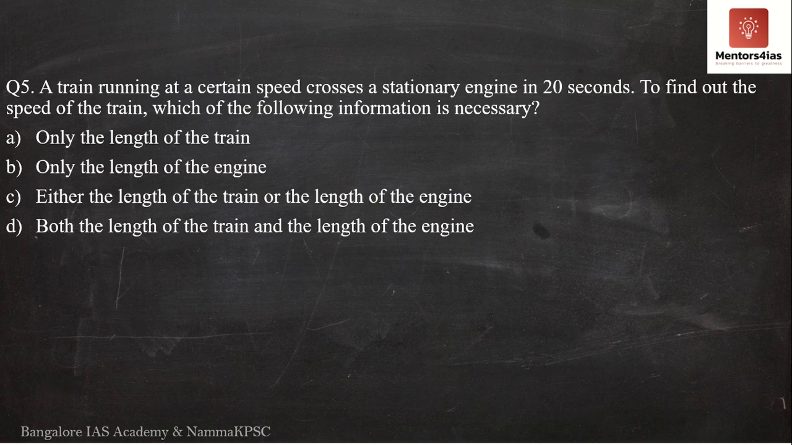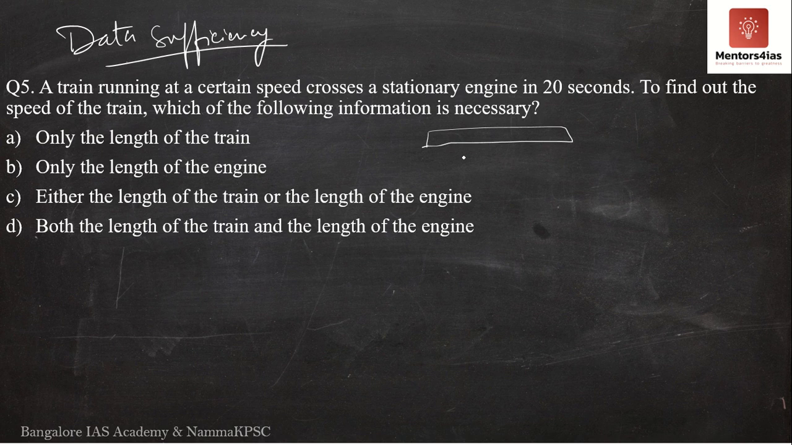Question number 5. Now, question number 5 says a train. Now, this is nothing but your data sufficiency. Question number 5 says, a train running at a certain speed crosses a stationary engine in 20 seconds. So there is a train, running at a certain speed. It takes 20 seconds to cross an engine. To find out the speed of the train, which of the following information is necessary?